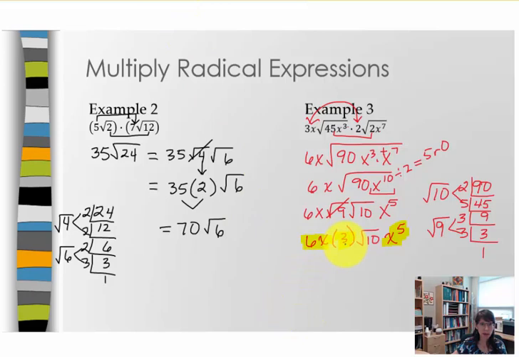6x multiplied by 3 multiplied by x to the 5th. So 6 times 3 would give us 18. X multiplied by x to the 5th, remember that's x to the 1 plus 5, which is x to the 6th. The only term remaining under the radical here is the square root of 10. So our final answer is going to be 18x to the 6th multiplied by the square root of 10.